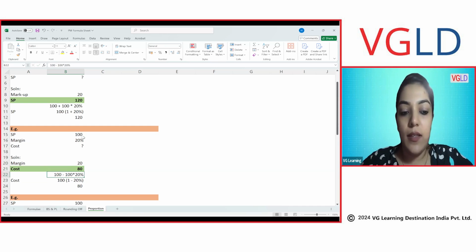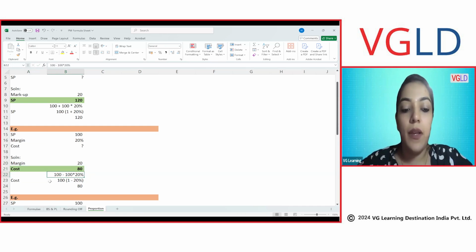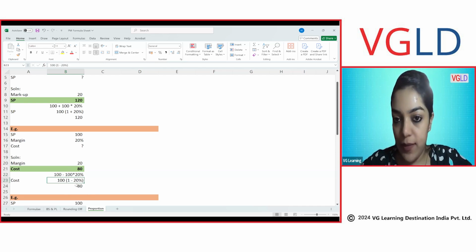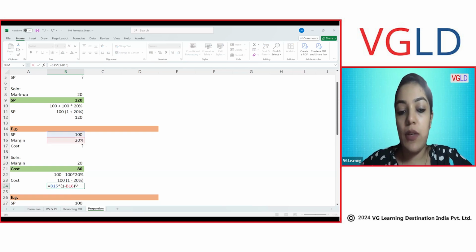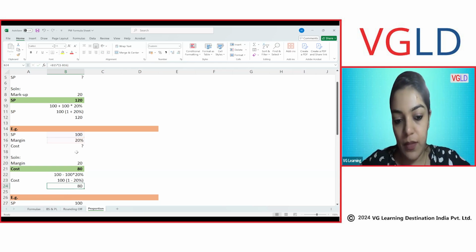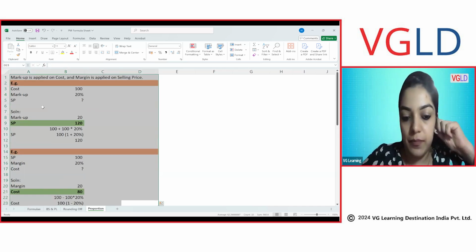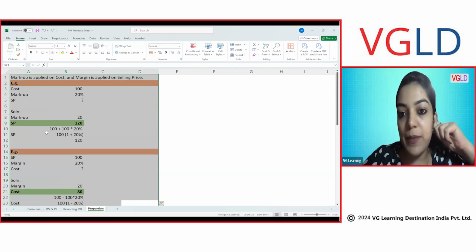This is one very simple way to solve. But in essence, what I have done is 100 minus 100 into 20%. So I can write it like this also, 100 common and then open bracket 1 minus 20%. And therefore, this is what I've done inside the Excel formula here: 100 into 1 minus 20%. 1 minus 20% is nothing but 80%. Are you all with me so far? Please confirm. Both the examples absolutely clear?